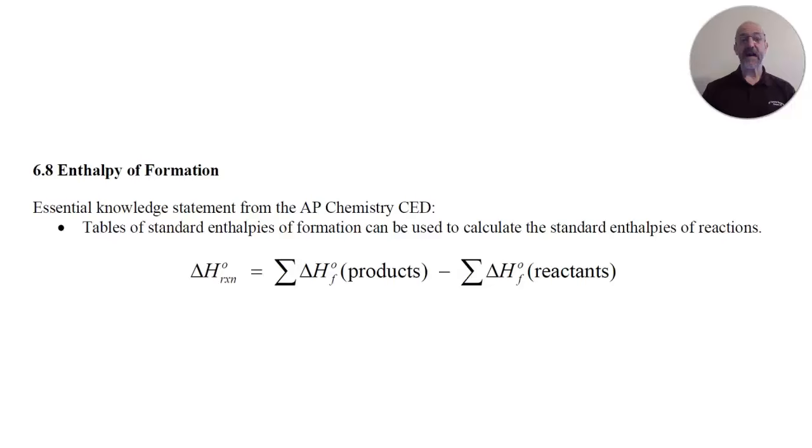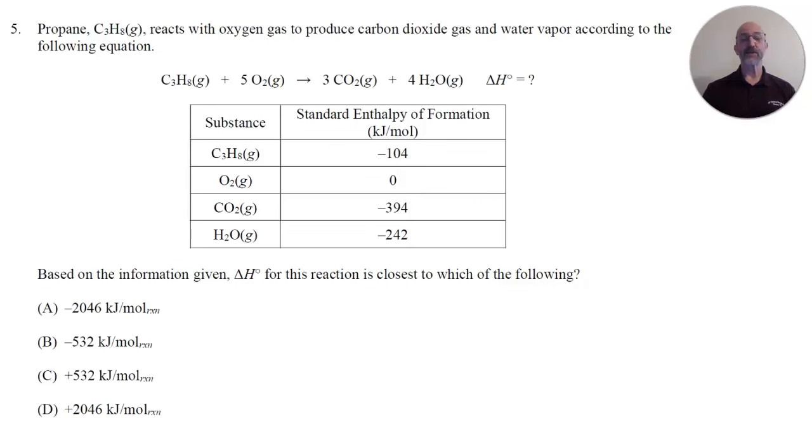So the essential knowledge statement from the AP Chemistry course and exam description says, tables of standard enthalpies of formation can be used to calculate the standard enthalpies of reaction. So the delta H for the reaction would equal the sum of the enthalpies of formation for the products minus the sum of the enthalpies of formation for the reactants. And now we are ready to move on to the practice for topic 6.8. This is question 5.